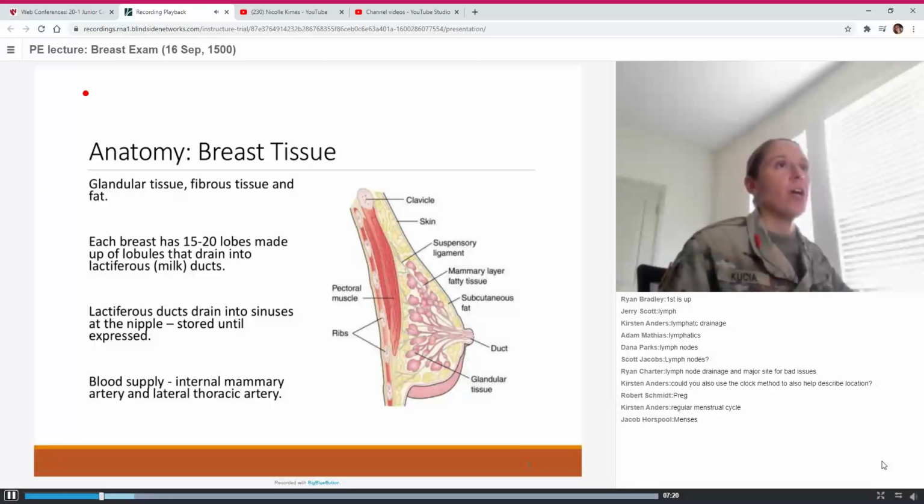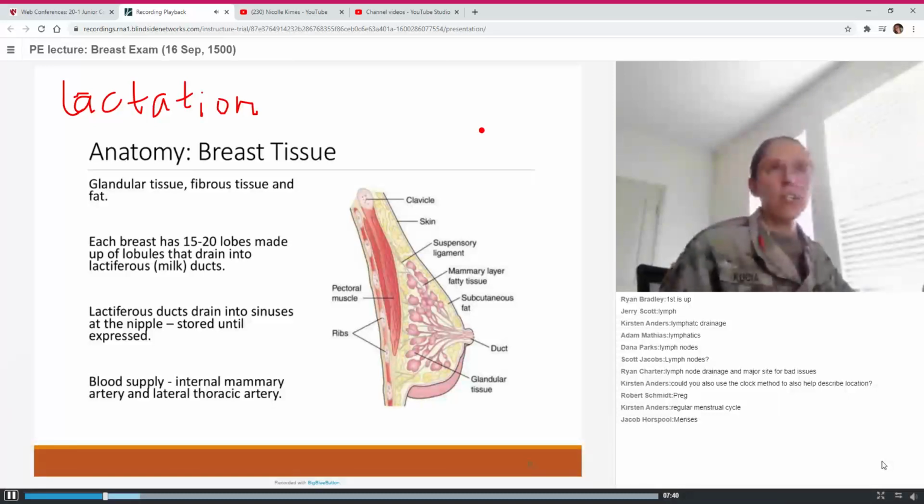I would also say lactation would change how it feels. And then also cancers, and also things like breast augmentation might change depending on what sort of procedure they had. In fact, one of our professional patients last semester did have breast augmentation, and it was definitely notable on exam. So that is something that you do not want to confuse you. Anyway, back to anatomy of breast tissue.